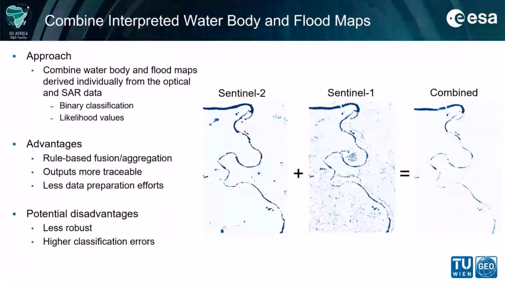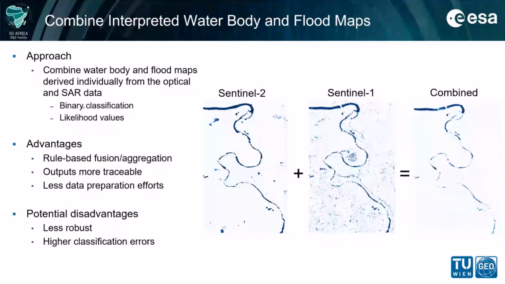An alternative approach is to combine the data not at level 1, but by combining interpreted water body and flood maps that have been derived individually from the optical and the SAR data. That's illustrated here. You have a water body map from Sentinel-2 and a water body map from Sentinel-1, and you combine them and get a map with much reduced over detection. In this case, it's not really true that the river becomes sharper, but certainly you have reduced errors in the over detection.